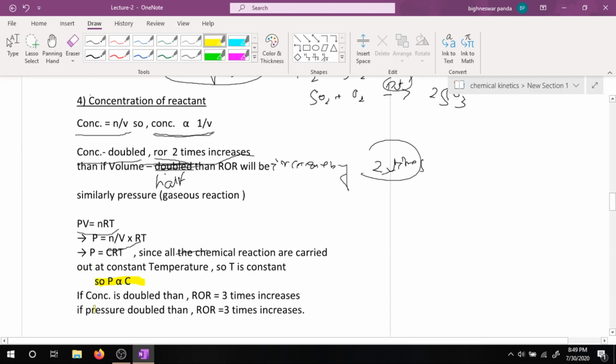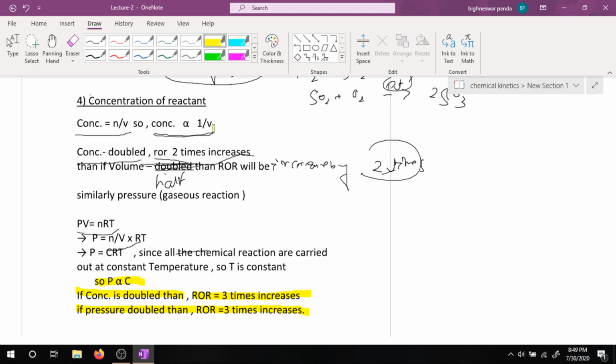Pressure. If concentration is doubled, then rate of reaction increases by 3 times. If pressure is doubled, then rate of reaction also increases by 3 times. Simply, again I am explaining, since concentration is inversely proportional to volume, if concentration becomes double, then rate of reaction increases by 2 times.